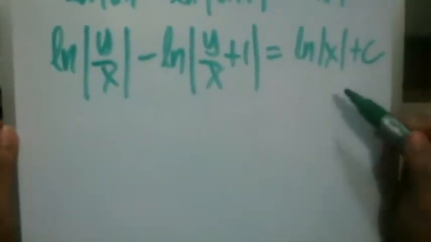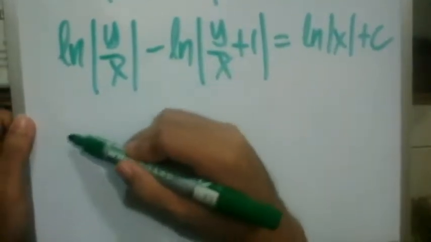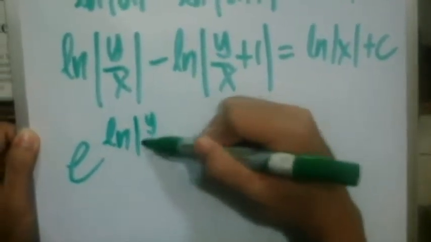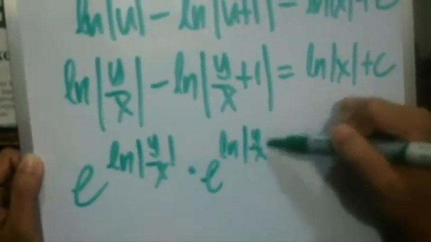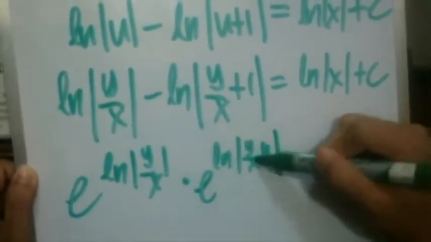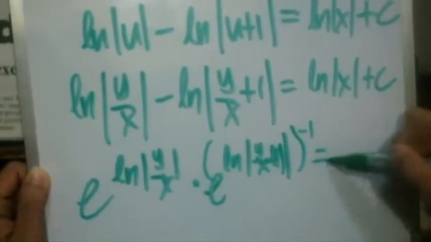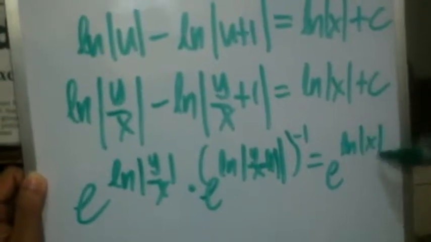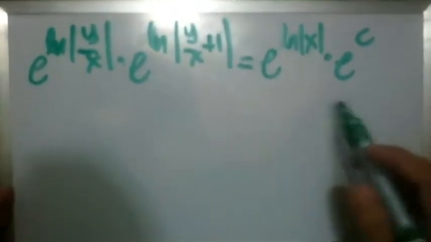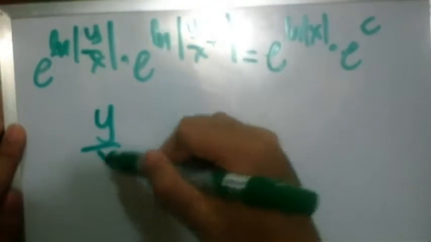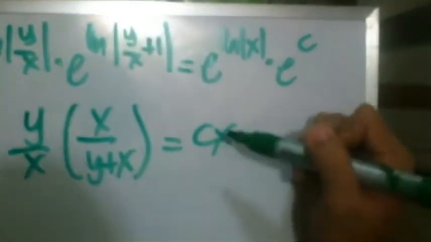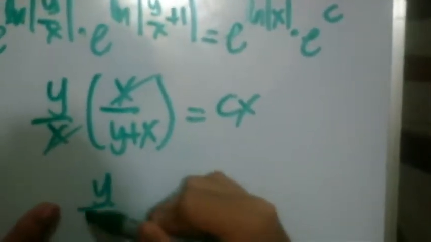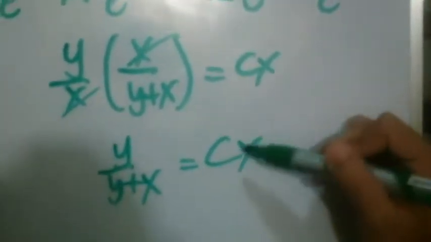So we have logarithms, so we can use e. e to the ln of y over x times e to the ln of y over x plus 1 to the negative 1 equals e to the ln of x times e to the c. So we will simplify this equation. So we have y over x times x over y plus x equals cx. So we can cancel: y over y plus x equals cx.